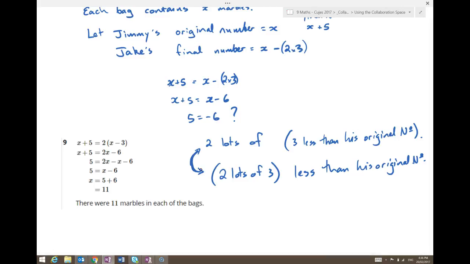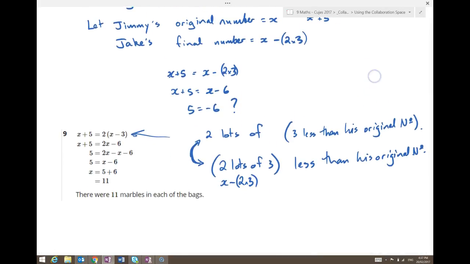What they have used, though, is this one, haven't they? 2 lots of 3 less than his original number. The way it read to me, and I'm presuming to most of you, was that it was 2 lots of 3, so that's 2 times 3, less than his original number. Oh, so it would have been x minus 2 times 3, which is the working we had above, and that's why we didn't get a solution.